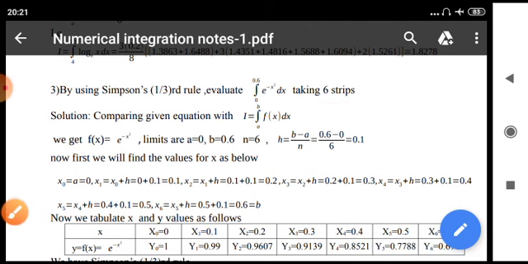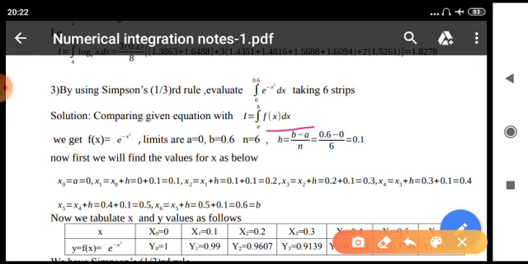So the same procedure we have to follow as we have followed in the first two problems. Compare the given equation with I equal to the integral from a to b of f of x dx. We get f of x as e power minus x square. Lower limit a is 0. Upper limit b is 0.6. N is given as 6. So h will be (b minus a) divided by n, 0.6 minus 0 by 6, which is 0.1.